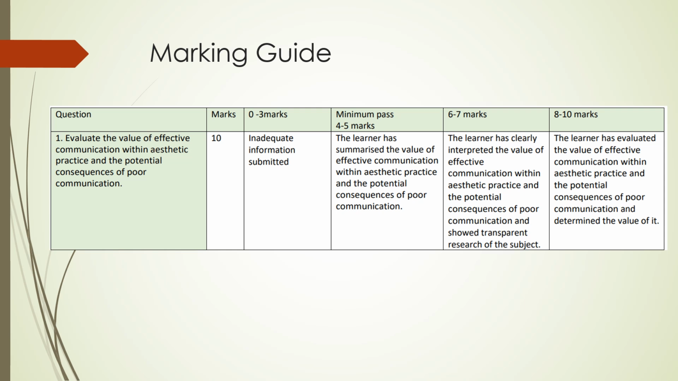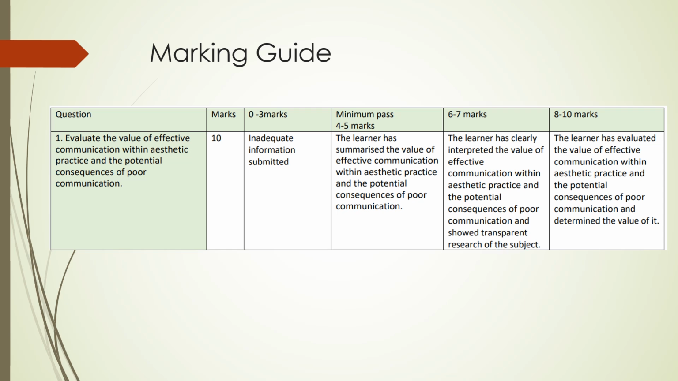So your minimum pass mark for this question, if you've just done a summary, a basic simplified talk about effective communication within aesthetic practice and the potential of poor communication, a simplified bullet-pointed type response, you're going to get 4 to 5 marks. And if you think about it, if you only get 5 marks on 5 questions, that's only 25 points, which is not going to give you a pass for your whole assignment. So really you want to be looking at the next category along.